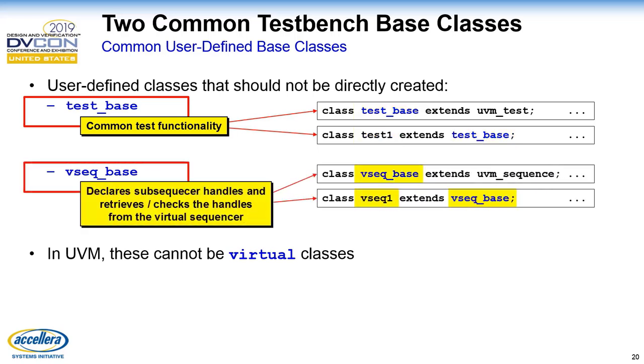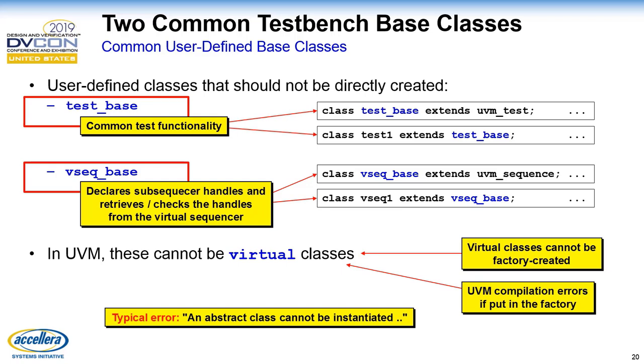A second common example is the virtual sequence base class. The virtual sequence base class is what is going to retrieve and check the handles from the virtual sequencer. And so we typically have a virtual sequence base class that does all the hard work, all the heavy lifting, and then we extend the virtual sequence base class with our virtual sequences. In UVM, these cannot be virtual classes. The test base and the virtual sequence base cannot be virtual classes. And yet that's probably the right type of class for those to be, anything that's a base class.